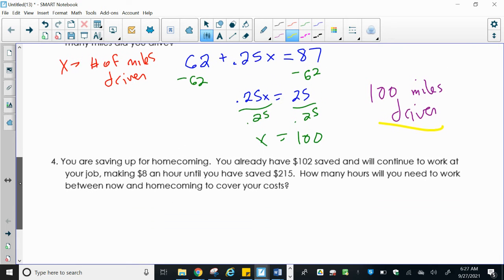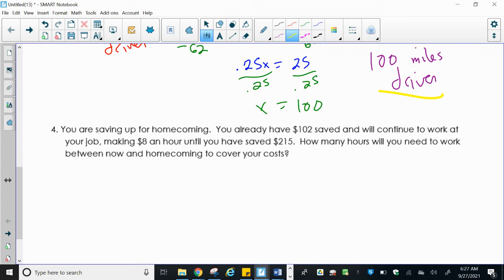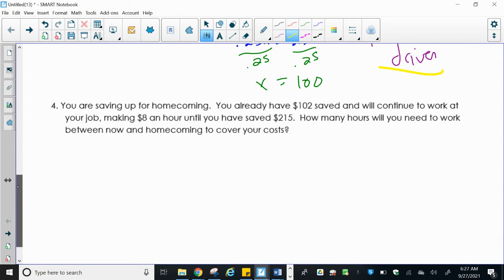Okay. Let's look at 4. Saving up for homecoming, you already have $102 saved. You'll continue to work at your job, making $8 an hour until you have saved $215. How many hours do you need to work between now and homecoming to cover your costs? Okay, so when we're saving up money, we have to remember that we could save up to that dollar amount, or we could save more than that. Right? There's nothing saying we need to save exactly $215.